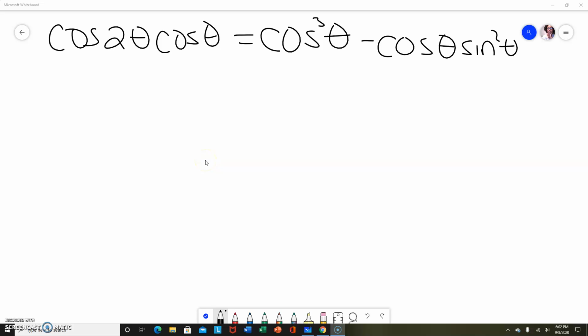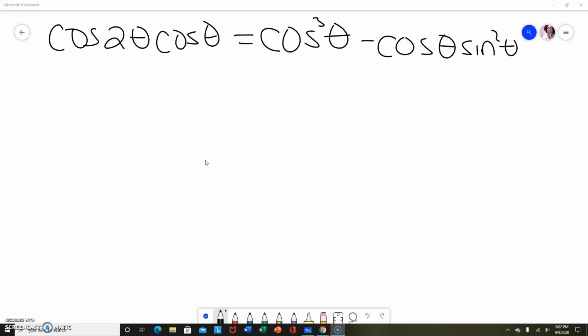Hello, today we're going to use double angle formulas and reduction angle formulas to verify identities. So I have an identity written on the board. It is cosine 2 theta times cosine theta is equal to cosine cubed theta minus cosine theta sine squared theta.